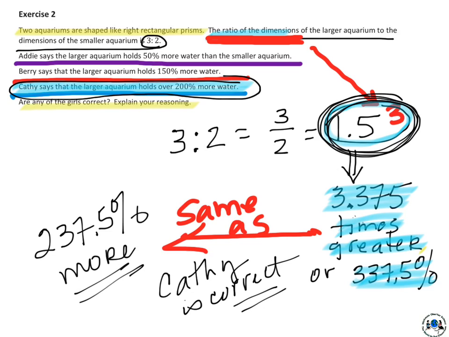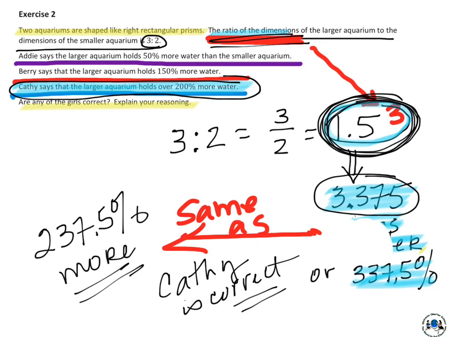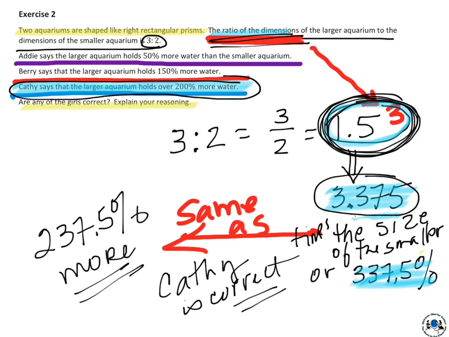Okay? Again, and this was the tricky part, right over here. The ratio of the dimensions of the larger aquarium to the dimensions of the smaller aquarium, 3 to 2, the dimensions. Okay, there are 3 of them. Therefore, this 1.5 needed to be multiplied by 1.5 times 1.5, giving us this. Therefore, we have 3.375 times greater, okay, or actually it should be 3.375 the size of the smaller, okay, so actually 3.375 times the size of, which is really important, actually a very strong distinction, or 337.5% of the smaller one, and that's the volume.